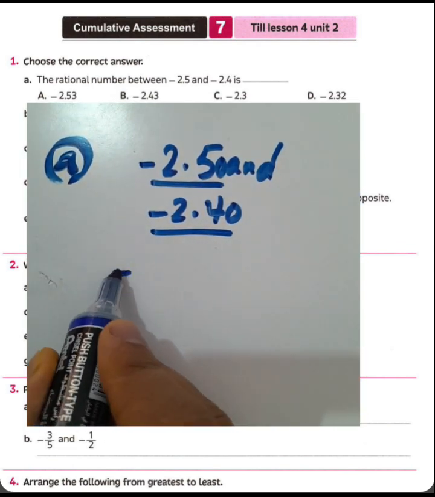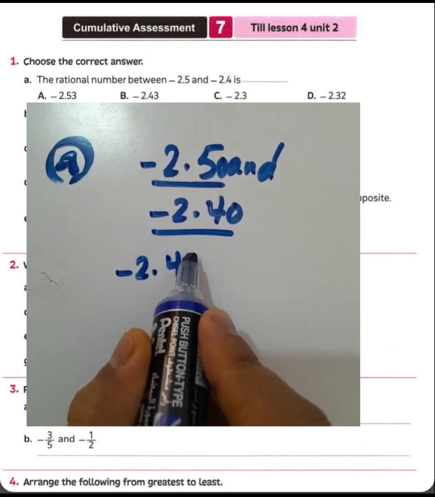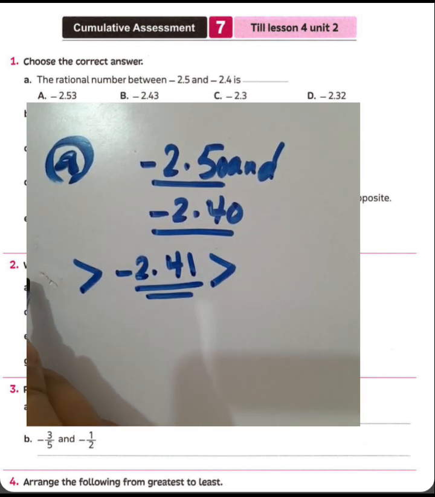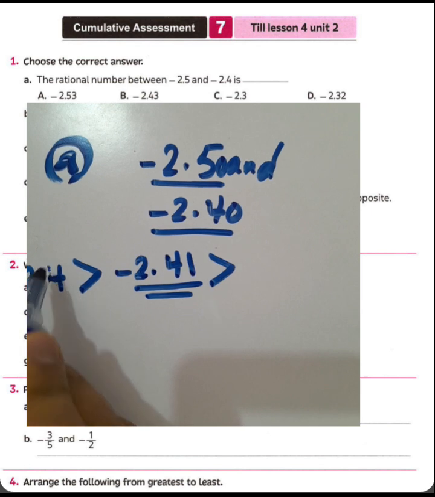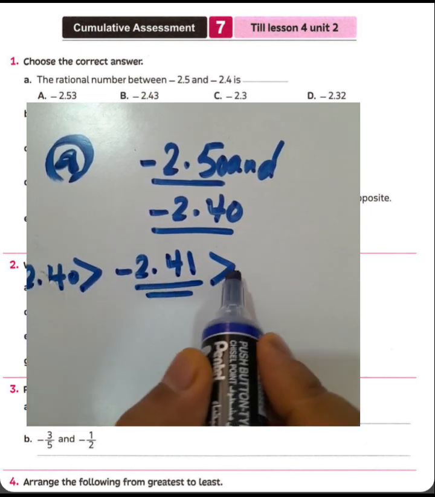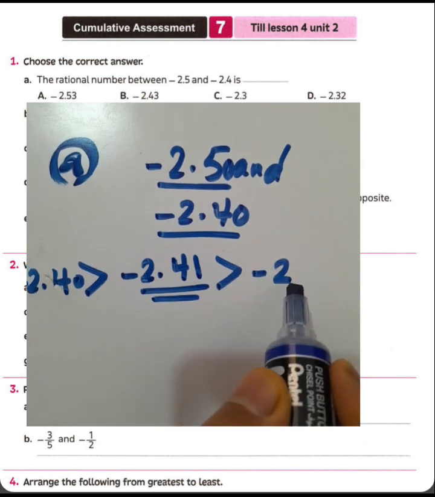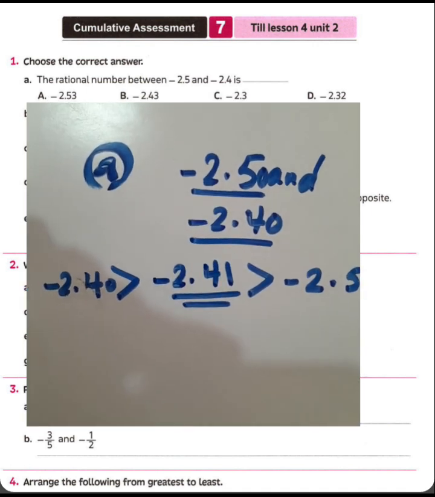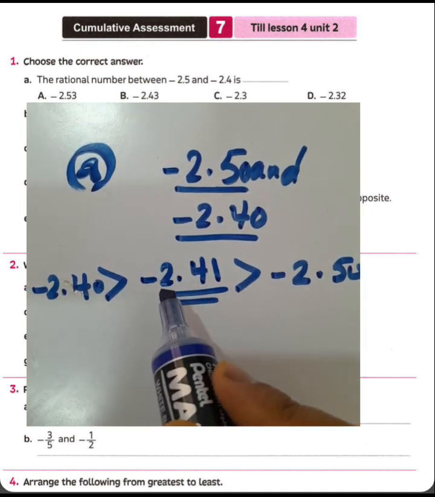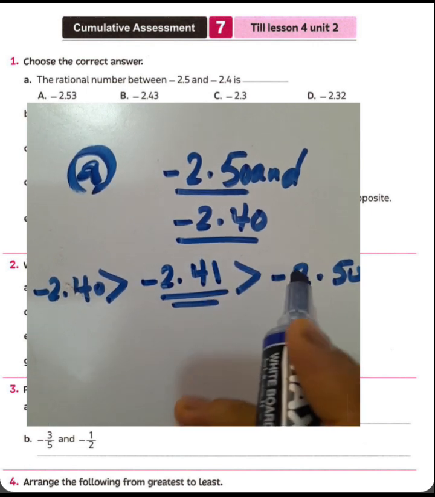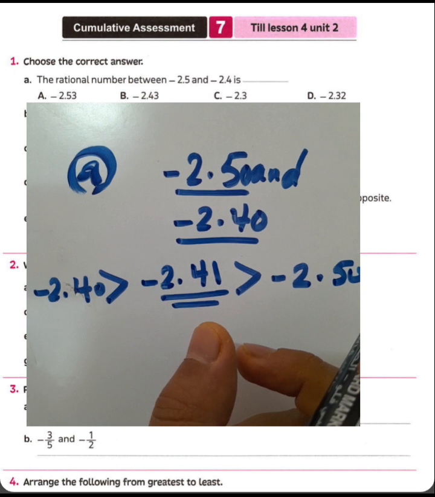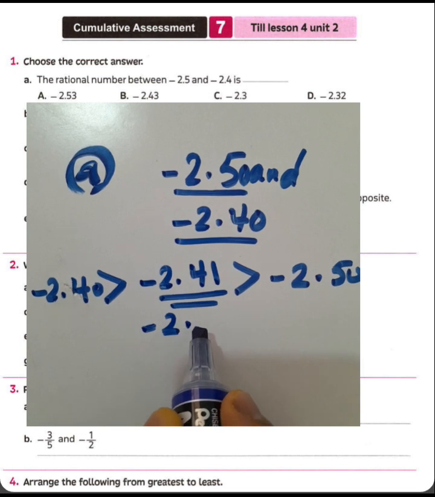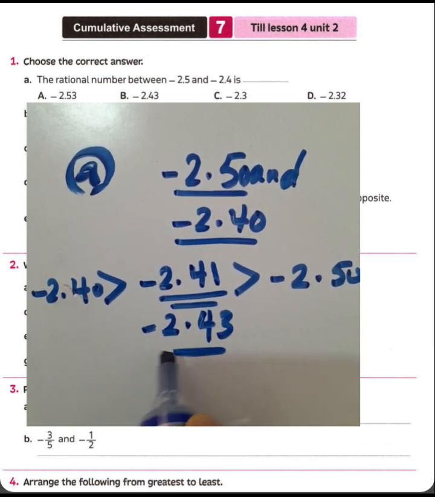Negative 2.41. It's less than what? Less than negative 2.4, and this number is greater than negative 2.50. Okay, we can find this number. It will be negative 2.41. Can you see this number? No, but we have here negative 2.43. It lies between them.